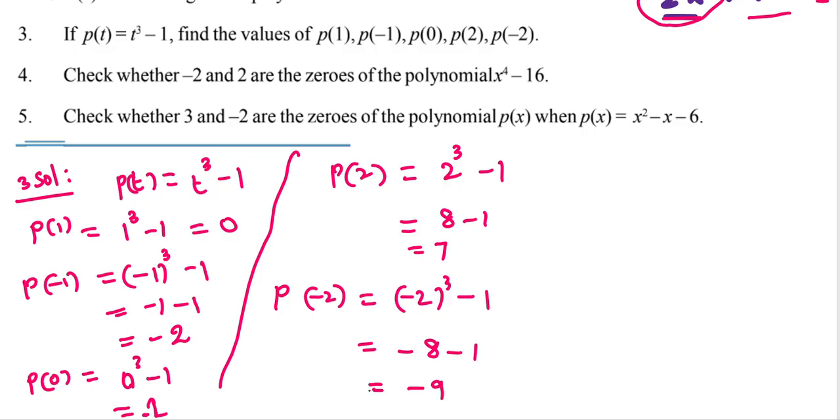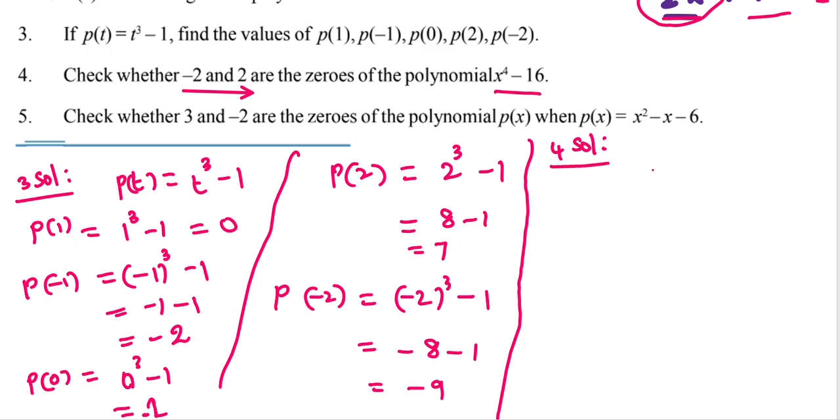Understand? Now look at the next one. Check whether they are zeros of the polynomial or not. Fourth question: check whether minus 2 and plus 2 are zeros of the polynomial or not. Now look at the fourth solution.